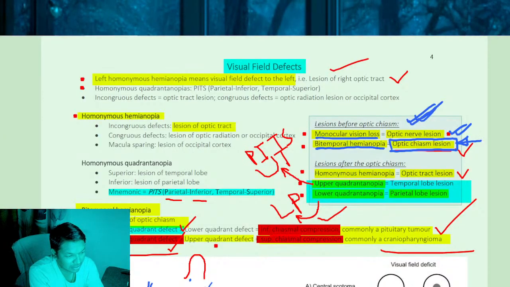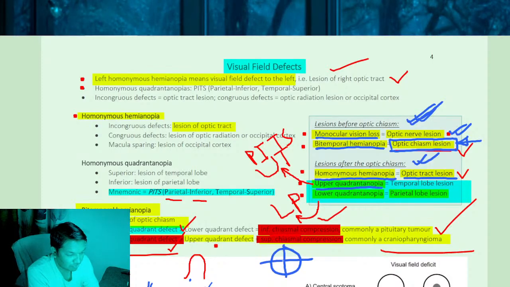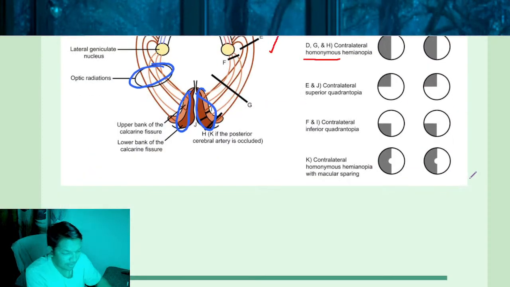Homonymous hemianopia is an optic tract lesion. This is a lesion after the optic chiasma. Upper quadrant hemianopia is a little difficult. We have four quadrants like this: upper quadrant and lower quadrant. Upper quadrant hemianopia is a temporal lobe lesion.